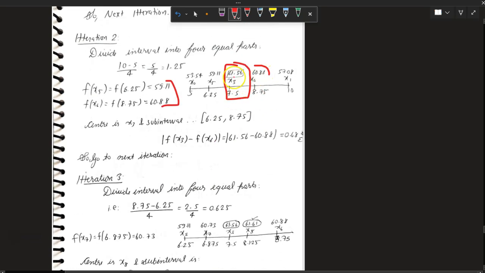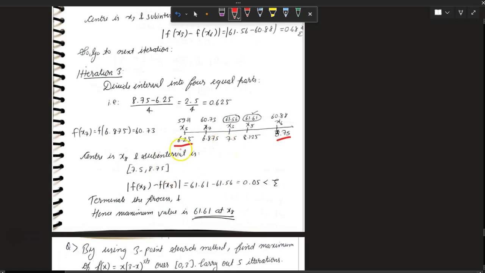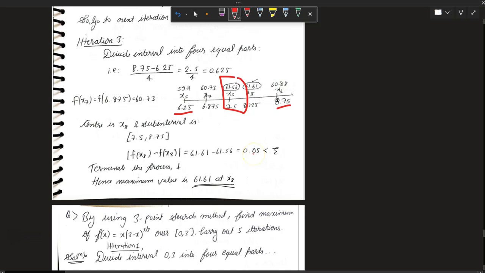See, the maximum here is 61.56, between 6.25 and 8.75. Take 6.25 and 8.75 as the outer range and calculate the 3 equal points in between. Like that you have to do. Now again calculate the function values and see which is greater. 61.56 is greater, the second greater is 61.61. Now subtract, and you will get 0.05, which is close to this epsilon value. So you will terminate here, and hence the maximum value is 61.61. Sorry, this 61.61 is the maximum at x equal to 8.